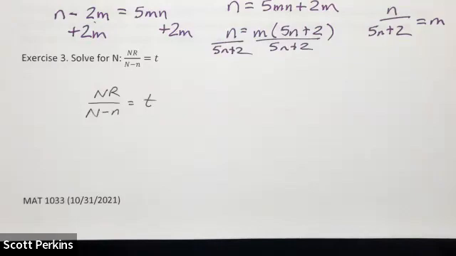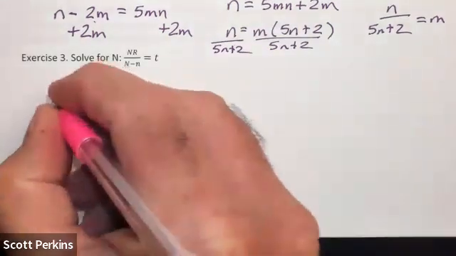What's the common denominator of this problem? Yeah, it's the only denominator, the capital N minus the little n. So I'm going to write that down. Keep working.